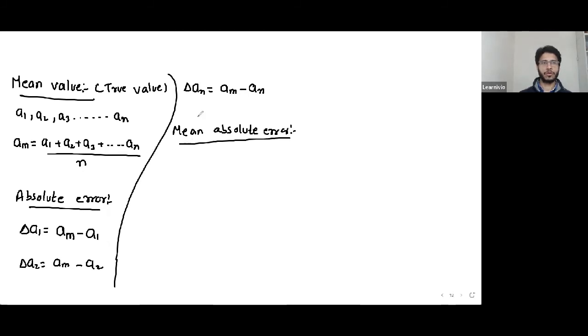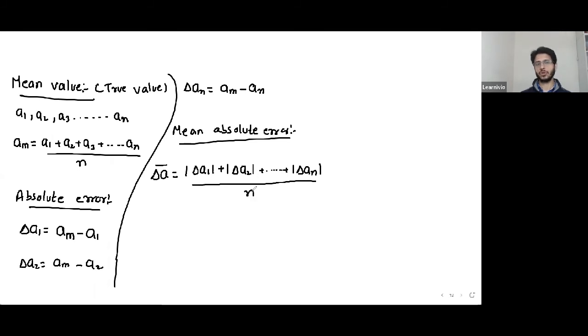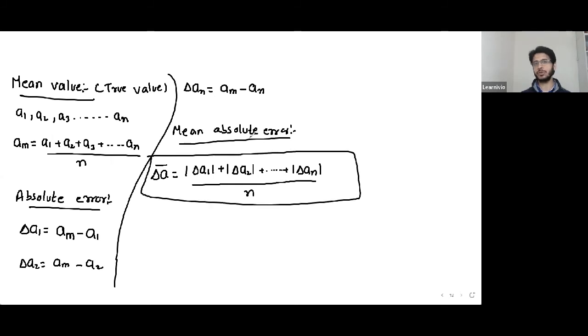After absolute error, the next type of error is mean absolute error. Mean absolute error means you are calculating the mean of all these absolute errors. We represent mean absolute error by delta A bar. This is the mean of each of the individual errors: mod of delta A1 plus mod of delta A2 plus up to mod of delta An, divided by n. So that's mean absolute error, the mean of mod of individual errors. The modulus means even if you have an absolute error that is negative, the modulus will make it positive.